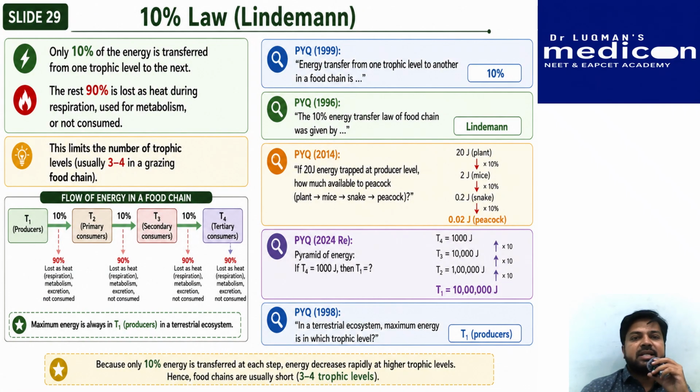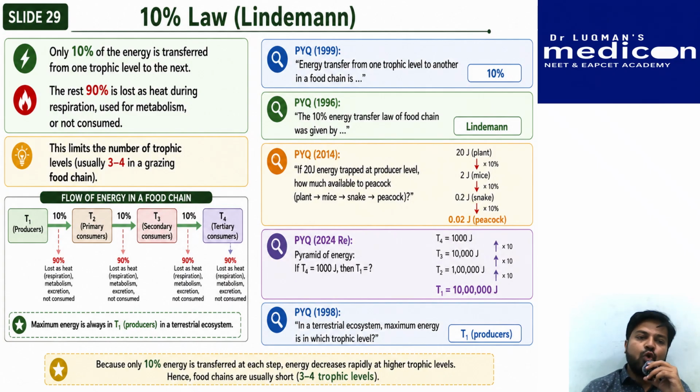10% law, that is Lindemann's law. This is very important. Multiple times questions have been asked. Let's see what it means. Lindemann's law states only 10% of the energy is transferred from one trophic level to the next trophic level. The rest 90% is lost as heat during respiration, used for metabolism, or not consumed. Whatever the 90% is lost, only 10% is transferred. This limits the number of trophic levels, usually 3 to 4 in a grazing food chain.